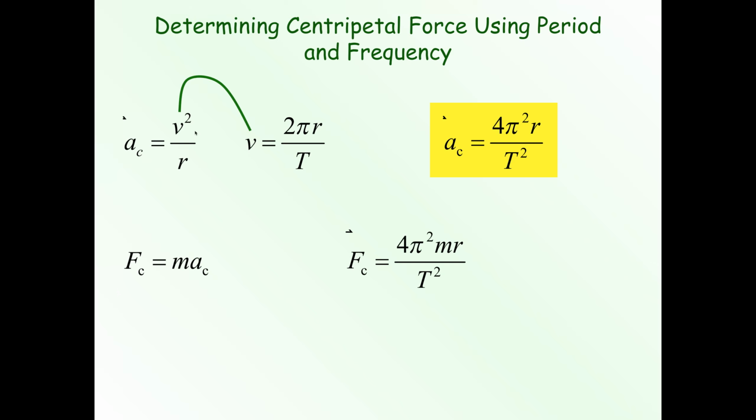Because you're squaring everything in here, 2 squared is 4, pi squared you get here, and then r, because it's v over r, is divided by r, that cancels, because this would be r squared divided by r, you get r, and then divided by t squared. Same for centripetal force, you can substitute this in for your acceleration formula and then just multiply it by the mass. So that's just another way to use the formulas depending on what you're given.